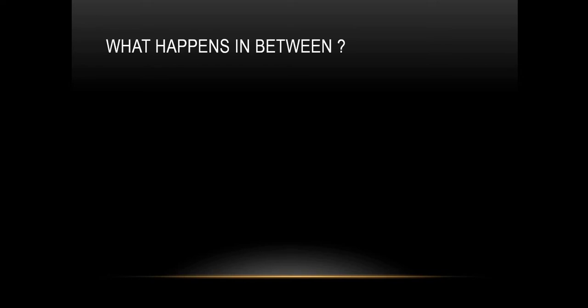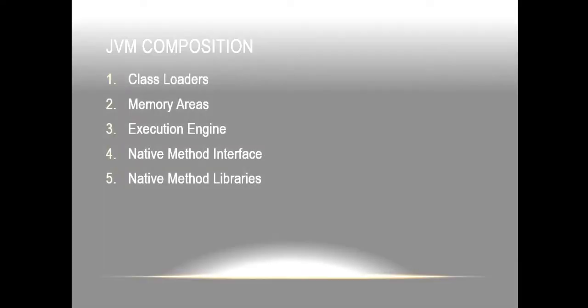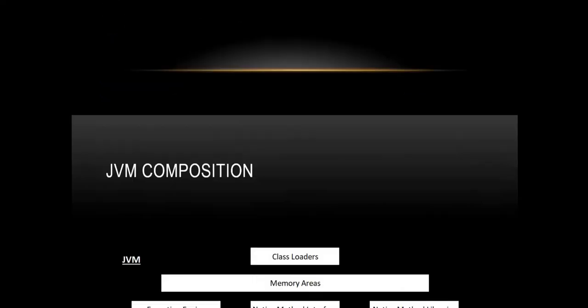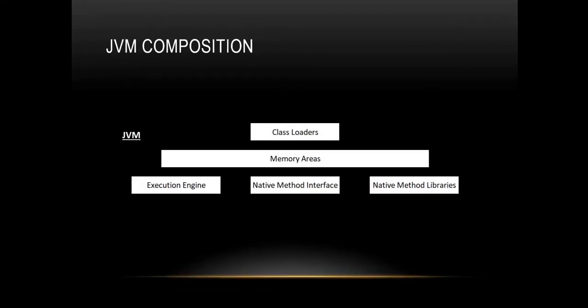In order to understand it, we need to understand the JVM composition. What does it consist of? It consists of primarily class loaders, memory areas, execution engine, native method interface, and native method libraries. We are going to discuss each of them. Before that, here is the diagrammatic representation of the JVM composition, which will help you to remember it. So just have a look at this.